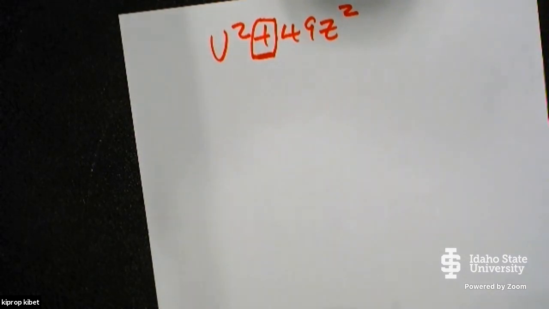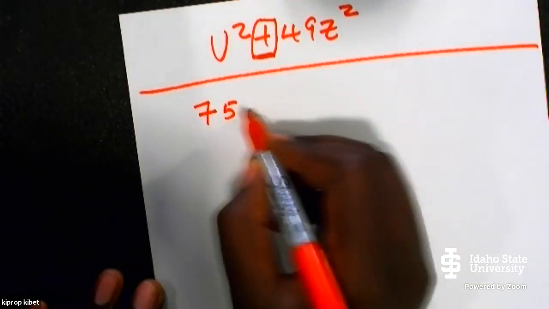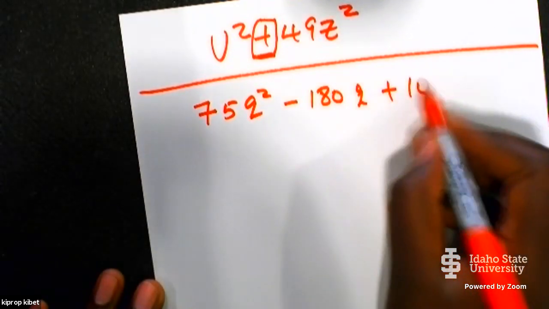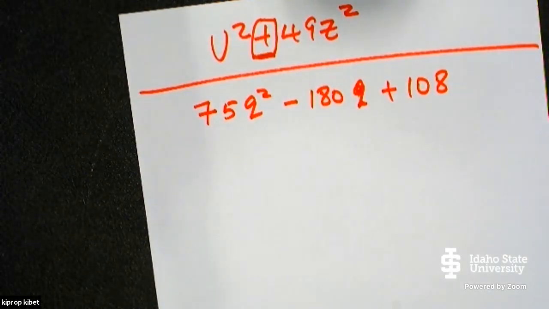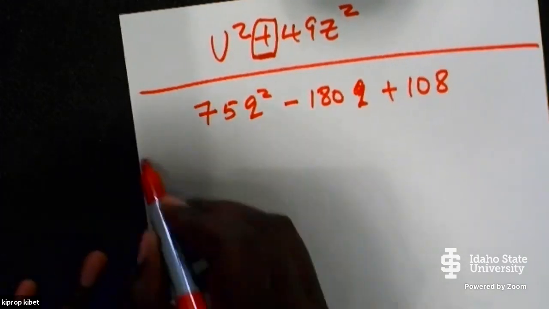All right, another one here. Example: 75q squared minus 180q plus 108. Factorize that. So this one will lead us to another section, which is called perfect square.